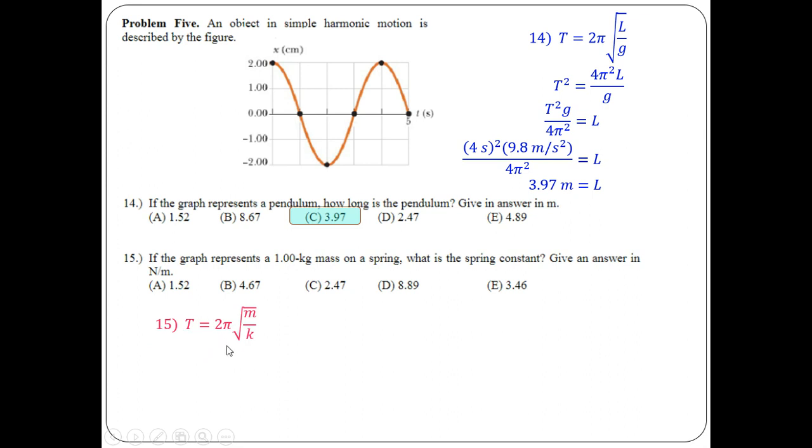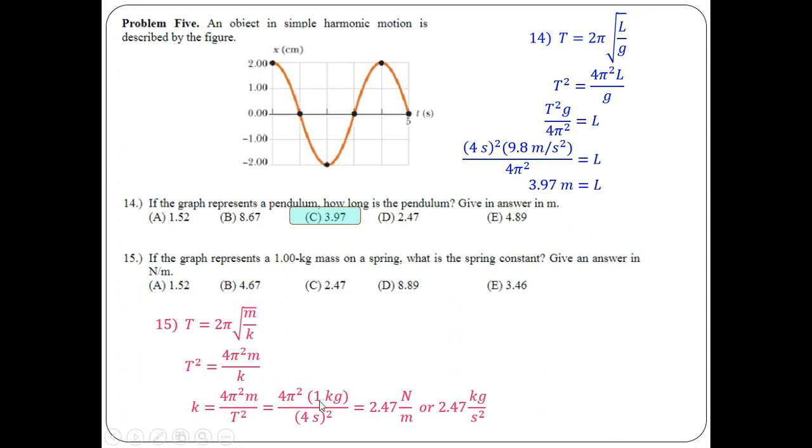T is given as 2 pi radical m over k, where m represents the mass of the block, or mass of the ball, whatever is being oscillated, and k is the spring constant. So to solve for k, we can use the same strategy and square both sides, which makes T squared, and then 2 squared is 4, pi squared is pi squared, and getting rid of the radical by squaring it just leaves us with m over k. Then to solve for k, we rearrange the function, move the k to the left side, and move the T squared down to the right side.